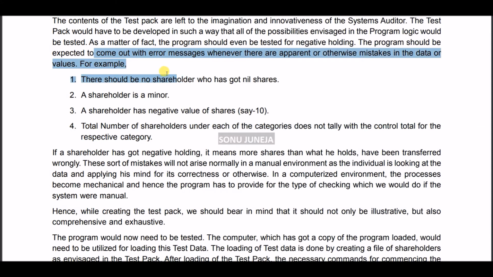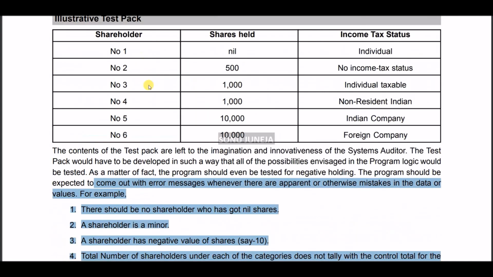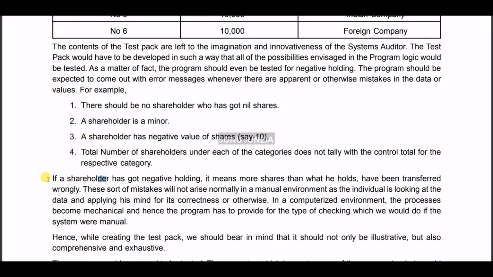So if you consider all these facts, while you are entering such first, second, third and fourth information into the application you're working on, it should pop up an error that you are making a mistake while entering the values in the respective cell. Now if a shareholder has a negative holding, it means more shares than he holds have been transferred wrongly. These sorts of mistakes will not arise normally in a manual environment, as the individual is looking at the data, applying his mind for correctness or otherwise.